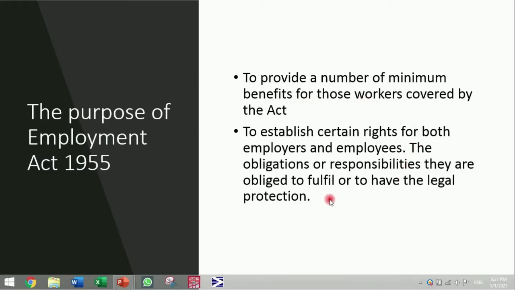And the second purpose is to establish certain rights for both employer and employee, the obligations or responsibilities they are obliged to fulfill, and to have legal protection. This can improve work satisfaction of employees and also meet employee health and security requirements.